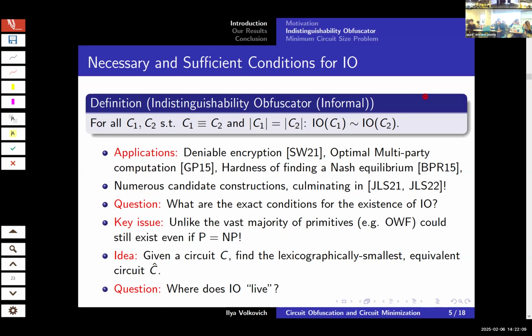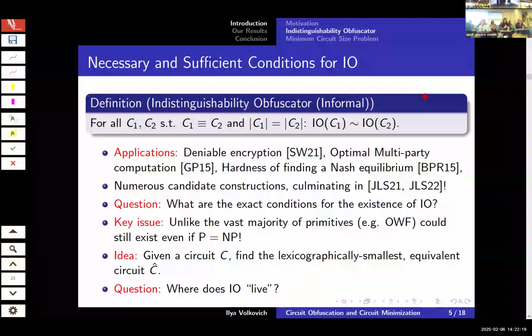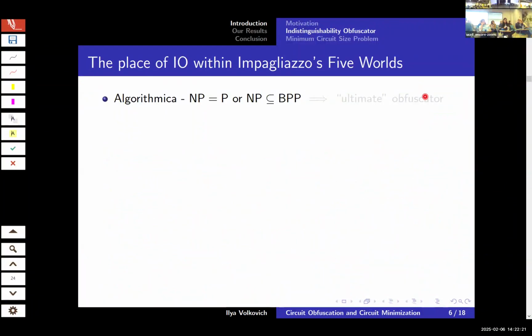Good comments. Questions? So again, where does IO live, speaking globally? Here is a good place to talk about it. As we all know, we live in one of Russell Impagliazzo's worlds, and let's go over them and see that IO cannot exist in all of them. Let's start with the basic one, algorithmica, because we just talked about it: P equals NP.